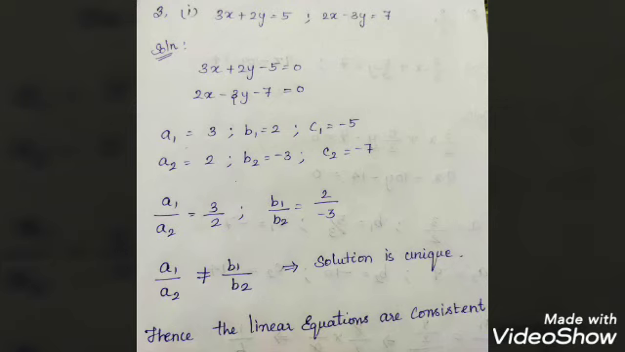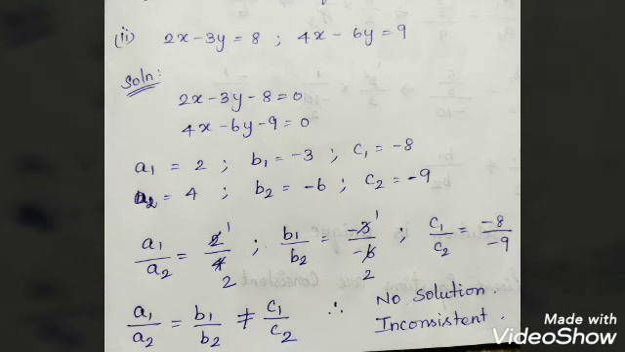Since they are not equal, the solution is unique. Unique solution means it has a solution, right? So the linear equations are consistent. Is this clear? Already at the start we saw that consistent means the pair of linear equations has a solution. If it has a solution, it is consistent. So here it has a unique solution, which means the pair of linear equations is consistent. Is this clear? First we have to find the ratio, then we have to find out.